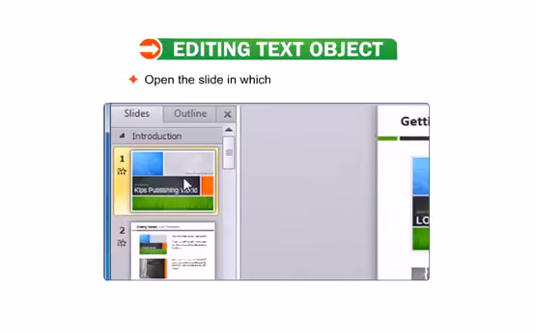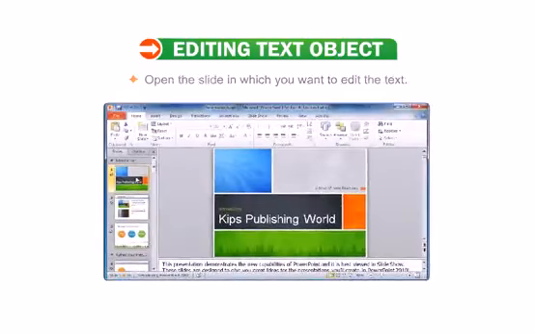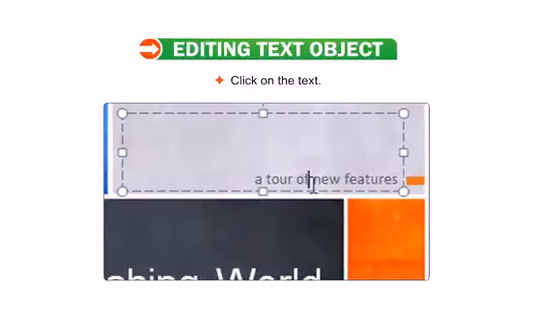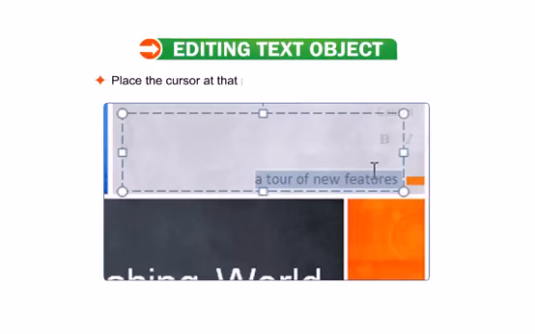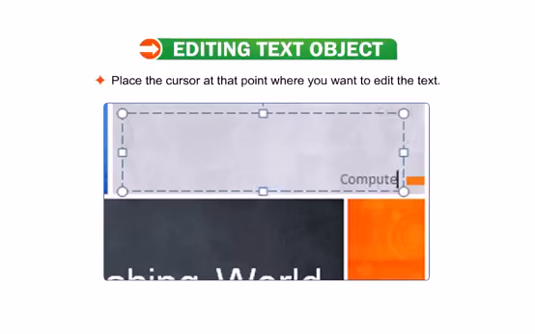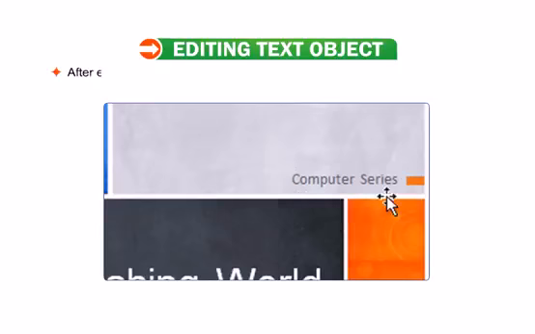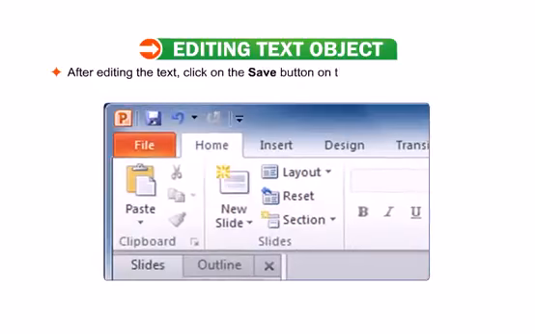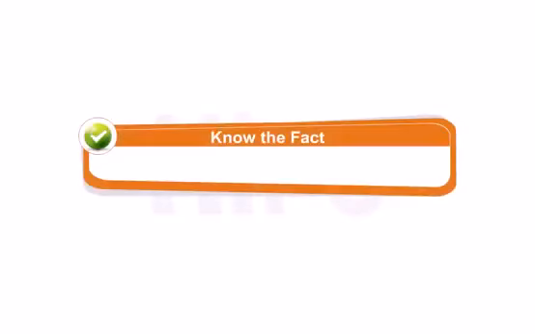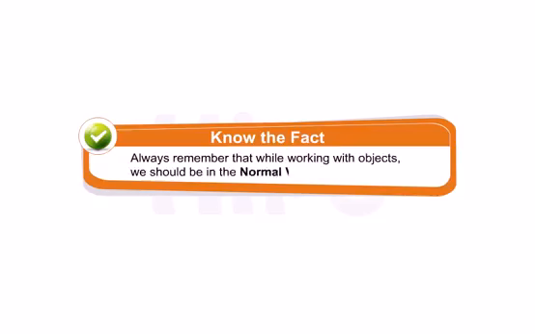Open the slide in which you want to edit the text. Click on the text. A placeholder will appear. Place the cursor at that point where you want to edit the text. Now make the required changes in the text. After editing the text, click on the Save button on the Quick Access toolbar to save the changes. Students, always remember that while working with objects, we should be in the normal view.